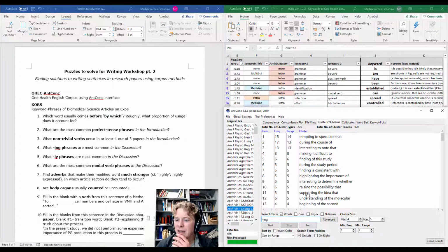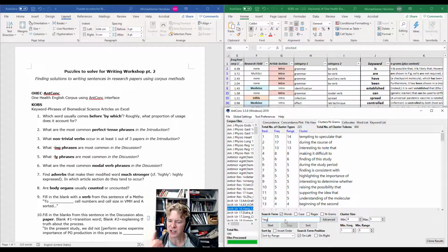Okay, this is more interesting now. All right. Interesting to note that. Making it difficult to. Finding of this. Yes. Highlighting the importance of. I like these phrases. I can use these in my discussion. Yes, and you see, as long as the range is fairly high. In fact, to be a bit more honest, we should probably increase the range to 3, just to make sure that they are covered among at least 3 authors.